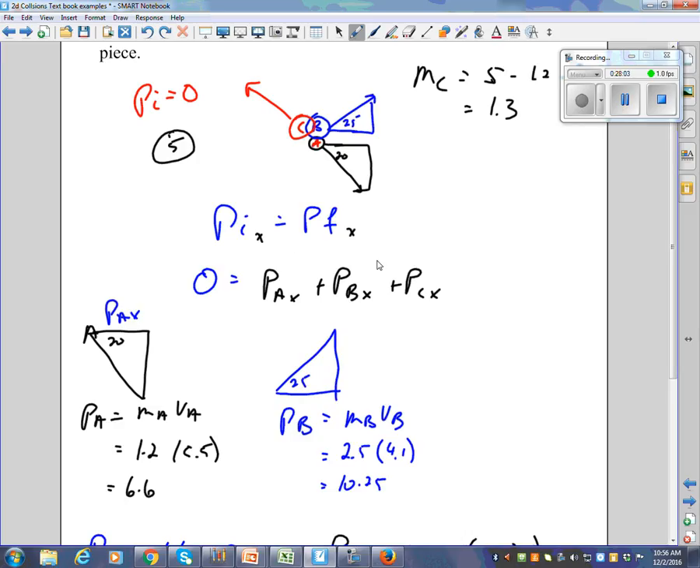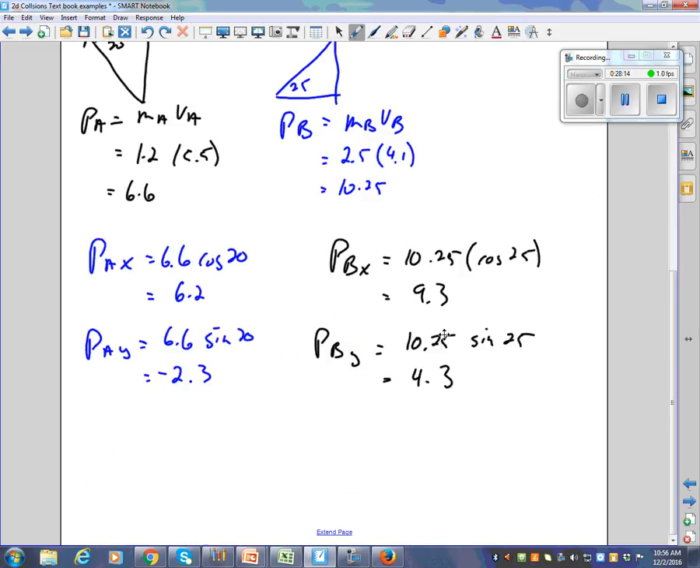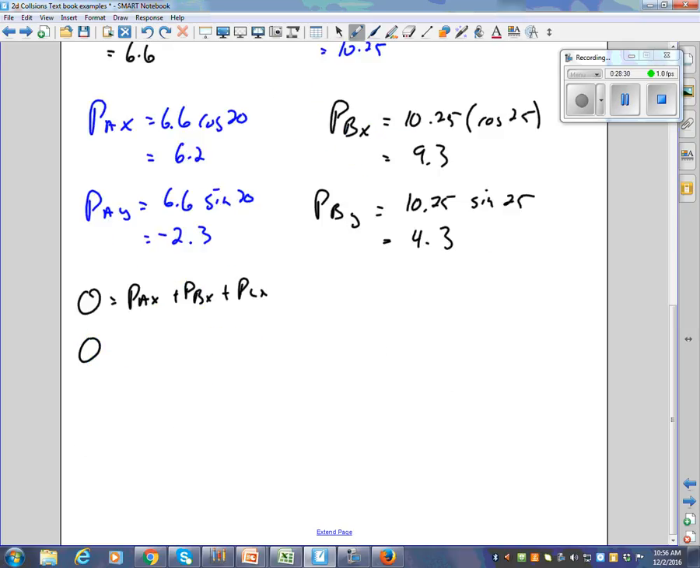Because I'm also going to say 0 is equal to PAY plus PBY plus PCY, really, right? So we're going to do the same thing for both of these. So how do I find the C? Well, 0 is equal to PAX plus PBX plus PCX, and now I know those x components. So 0 equals, and I now see what I need to do, 6.2. I'm going to add the B plus 9.3, and I don't know PCX. That's what I need to find.